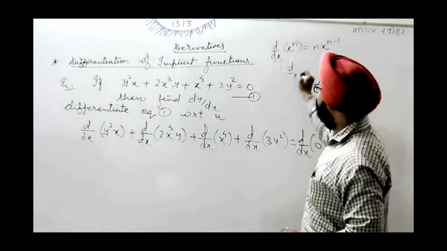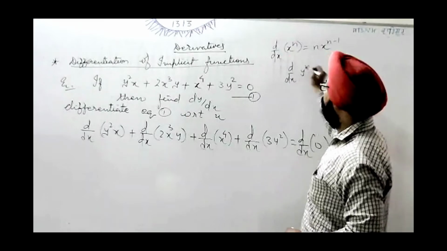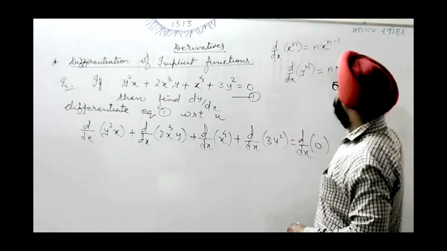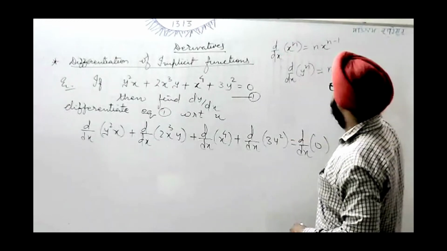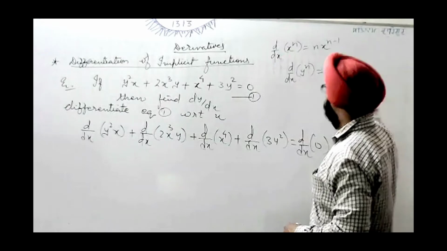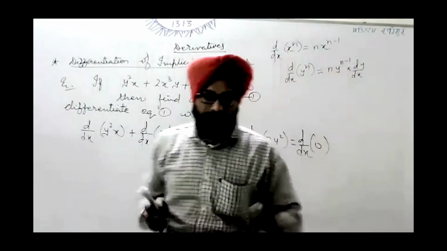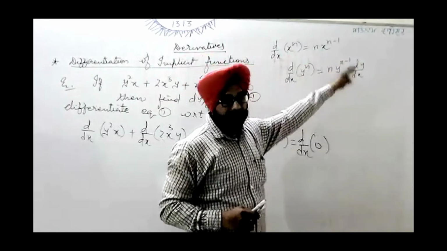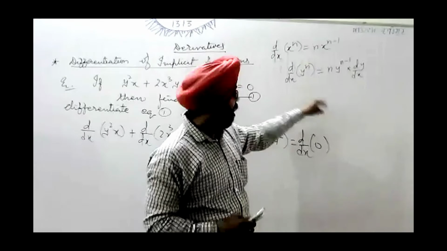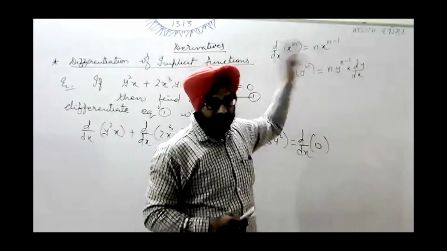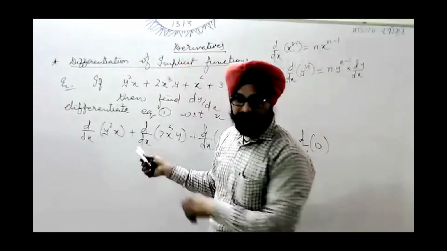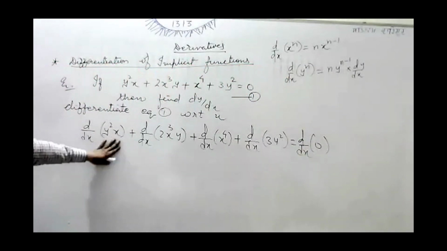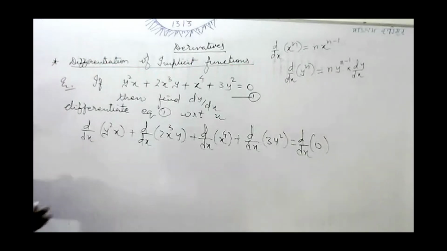But when it comes to d by dx of y to the power n, some power of y, this will be n y to the power n minus 1 into dy by dx. Means apply the power rule and multiply compulsorily by dy by dx. In case of y raised to the power n, let me apply first, then you can comment. Check. We need to apply power rule in this bracket. First step only we require.